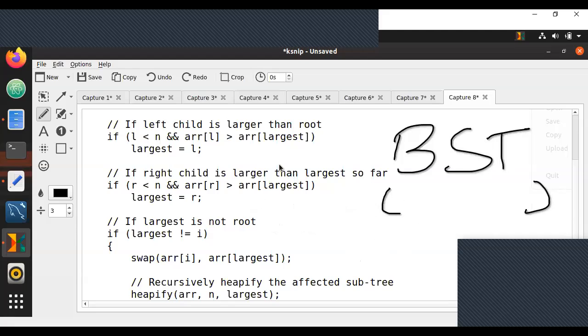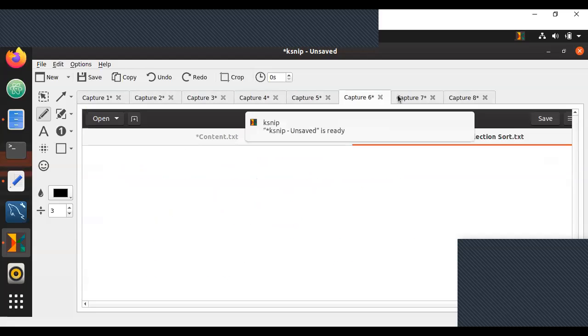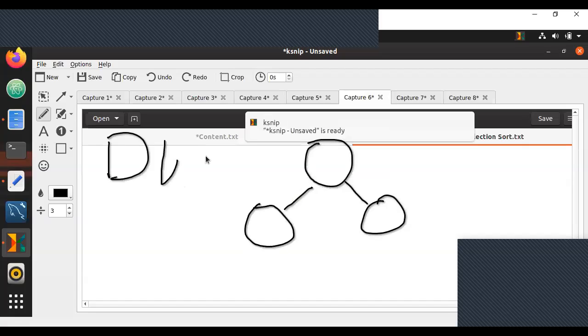Remember guys, binary search tree: if you have n here, every value left of n is lesser than n, every value right of n is greater than n. Remember binary search tree? Isn't binary search tree a divide and conquer method? Isn't binary search tree the same as your binary search?